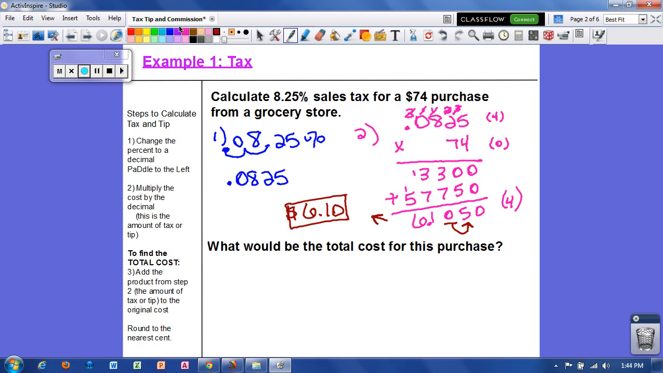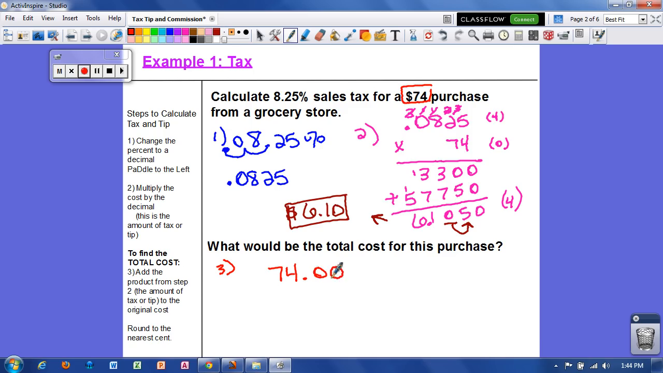All right, now what would be the total cost for this purchase? This would be our step 3. So for the total cost, we want to add the product from step 2, which is the amount of tax, to the original cost. So we have $6.10 for tax, and then our purchase was originally $74.